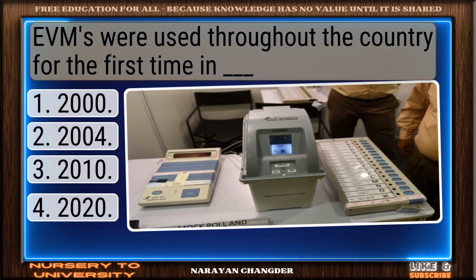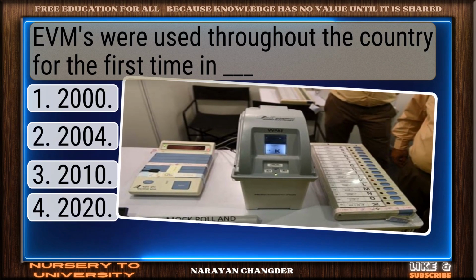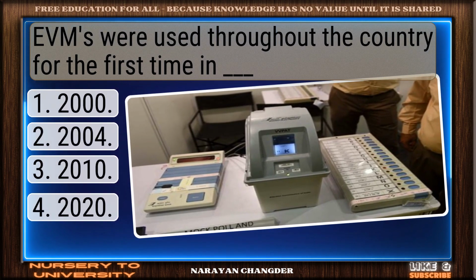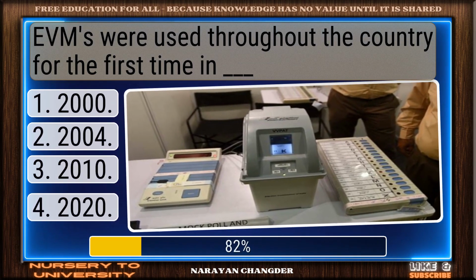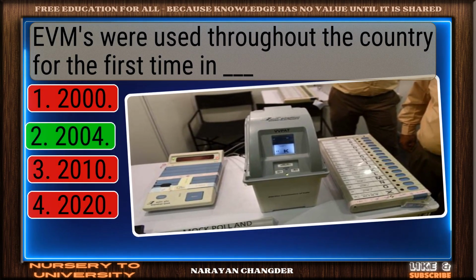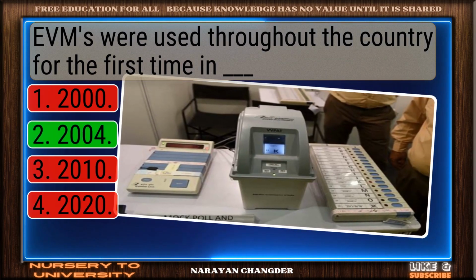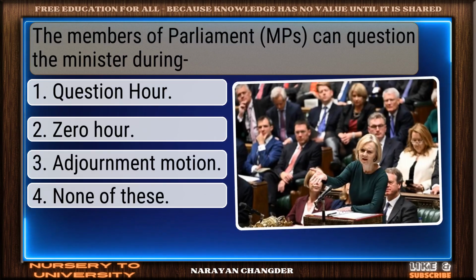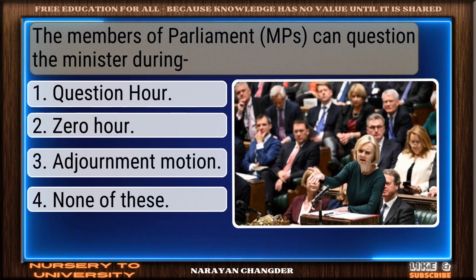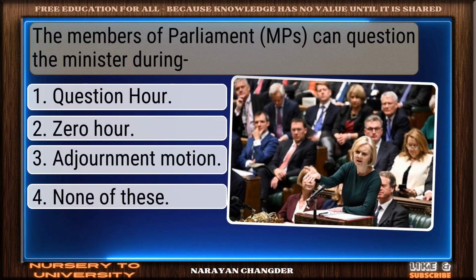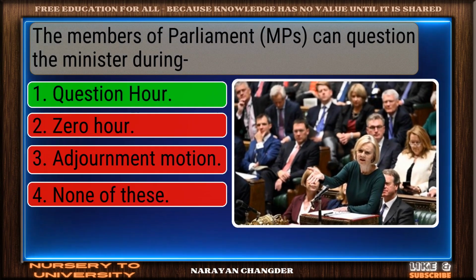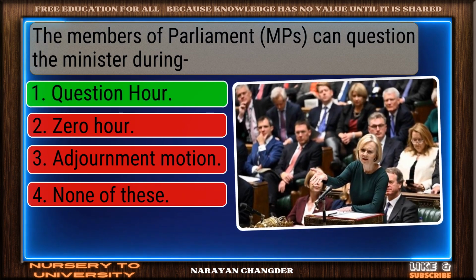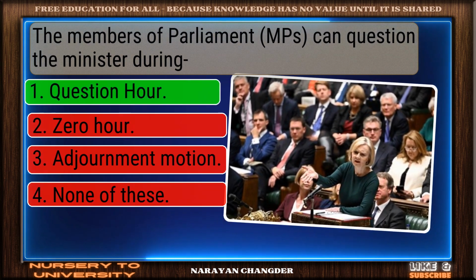Question number 70. EVMs were used throughout the country for the first time in Dash. Exactly. 2004 makes sense and it is right choice. Question number 71. The members of Parliament can question the minister during. Smart move. Question hour is an accurate answer.